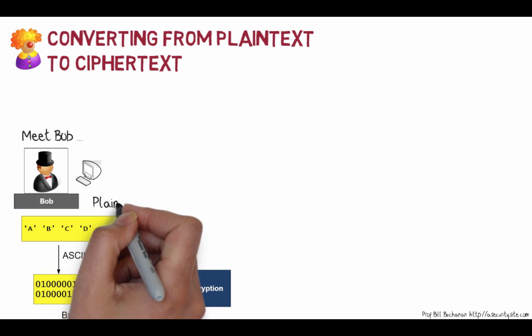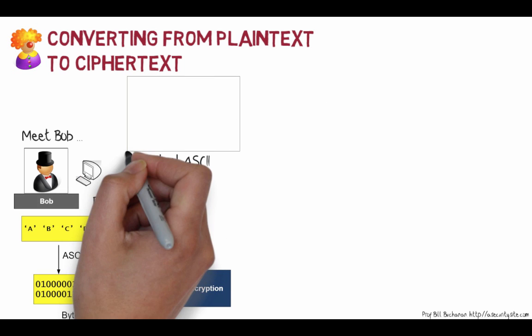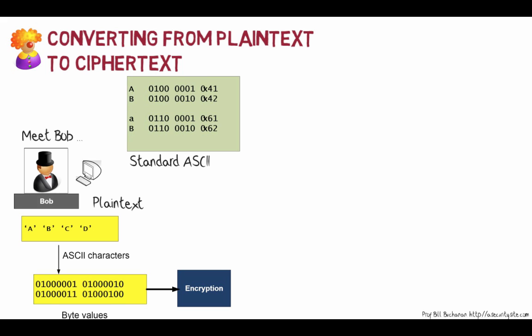One standard that we use is ASCII. ASCII is a standard code that we use around the world to represent text as a series of ones and zeros. So for example, big A is 01000001 or 41 hexadecimal. A little a is 01100001 or 61 in hexadecimal. That's how our values are stored or transmitted.